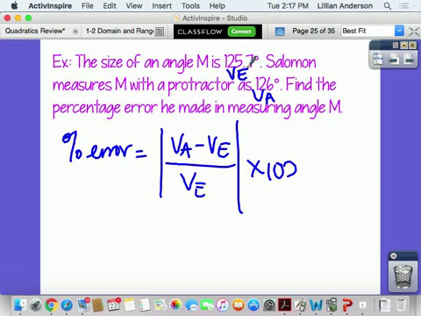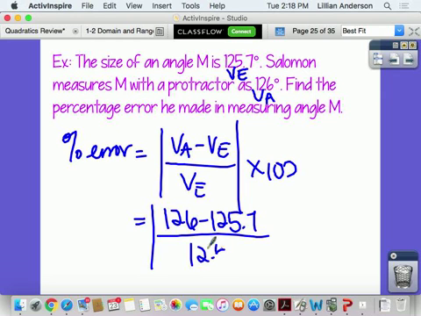Then we need to make sure you can figure out which one is which, because then you just go and plug it in. So the absolute value of 126 minus 125.7 divided by 125.7 times 100. Okay, simple as that. Use the formula. Now, real quick, what does absolute value do to a number? Makes it positive if it's a negative. What if it's already positive?